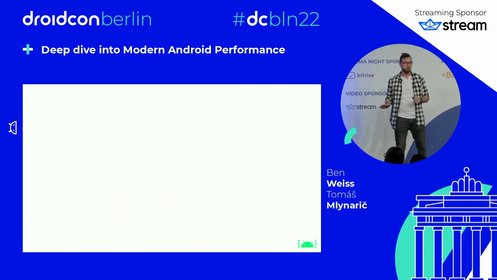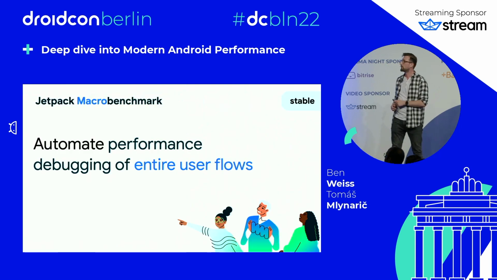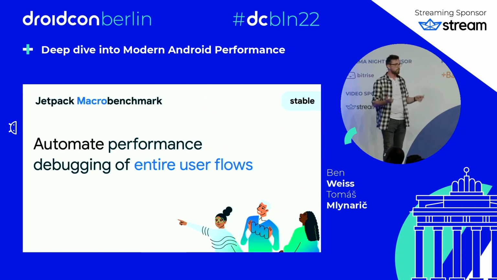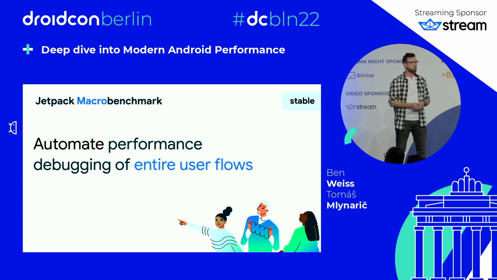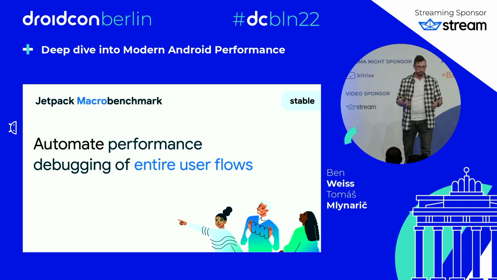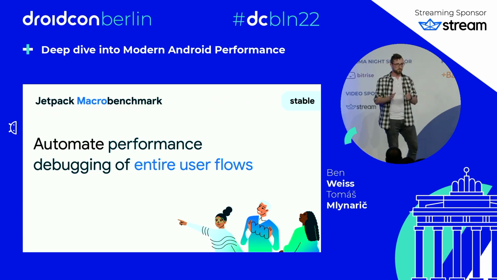Okay, now we've manually measured performance. Let's automate it. We can automate performance inspection with benchmarks. To start with that, we can use Jetpack Macrobenchmark, which recently went stable. This library automates performance debugging of entire user flows, such as app startup, scrolling, or navigating within your application, or stuff like that. It does repetitive measurements, so it can avoid a performance fluke. Since it runs in a loop, it can prevent that.